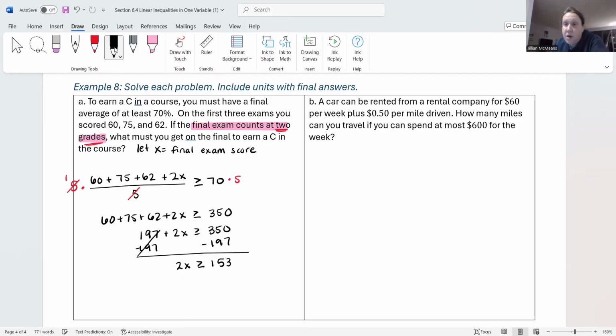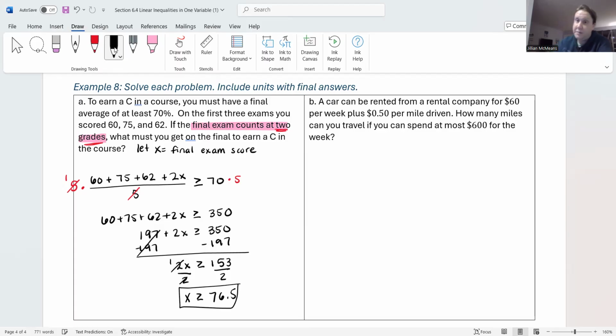And then finally, we want to undo the multiplication of 2 and x. So I divide both sides by 2. And 153 divided by 2 is 76.5. So 2 divided by 2 is 1. 1 times x is x. And x has to be greater than or equal to 76.5.